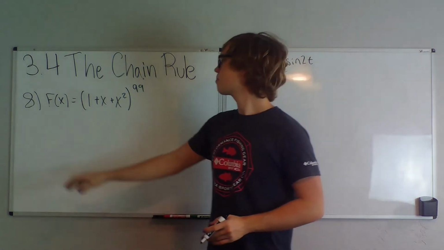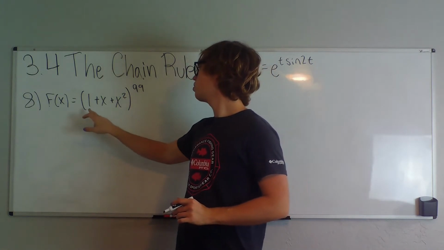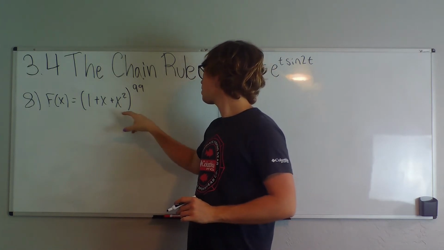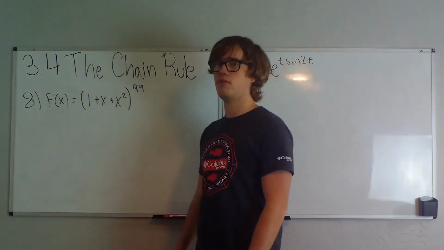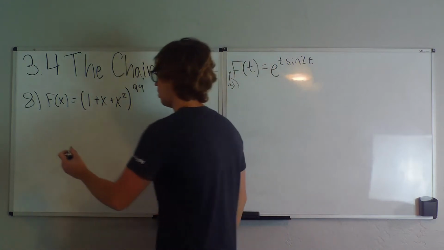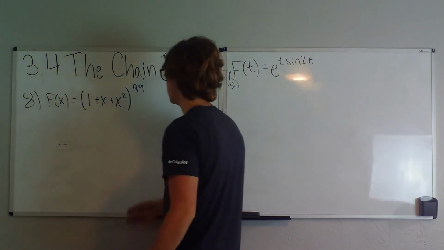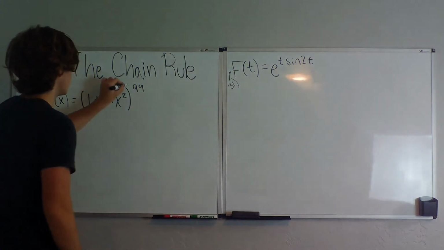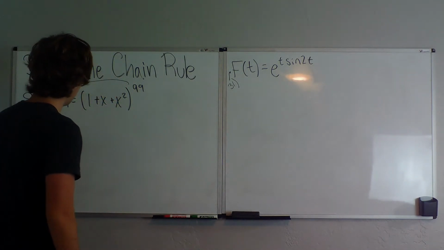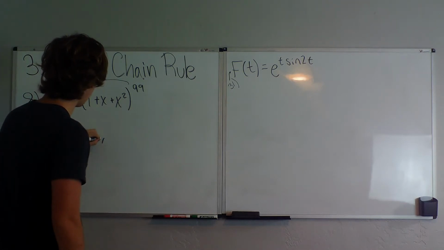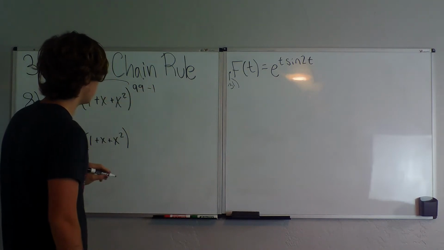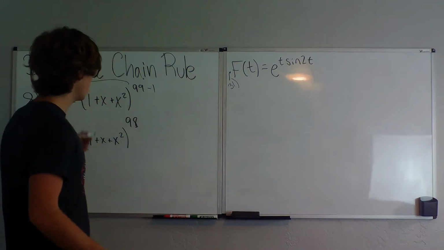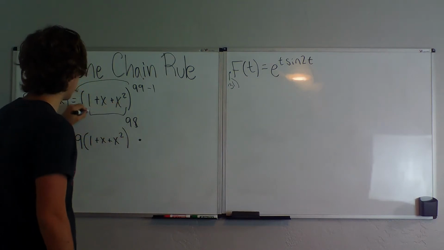So let's start. F of x is equal to 1 plus x squared to the 99th power. Well, we know the general strategy for power rule because I gave you the formula, and we know that it's going to be just power rule, so bring the 99 out front, times 1 plus x squared to the 99 minus 1, 98, times the derivative of what's on the inside.